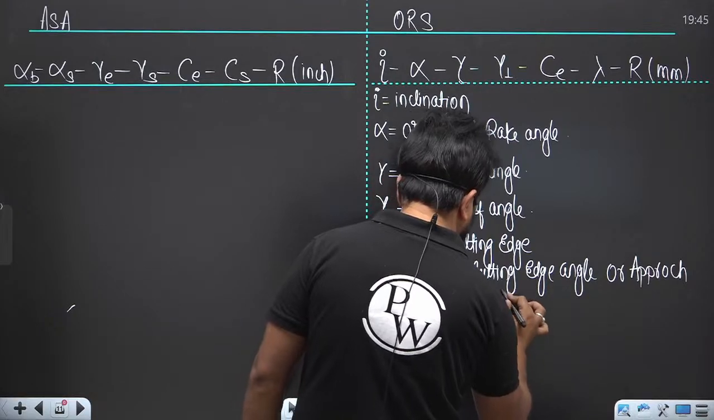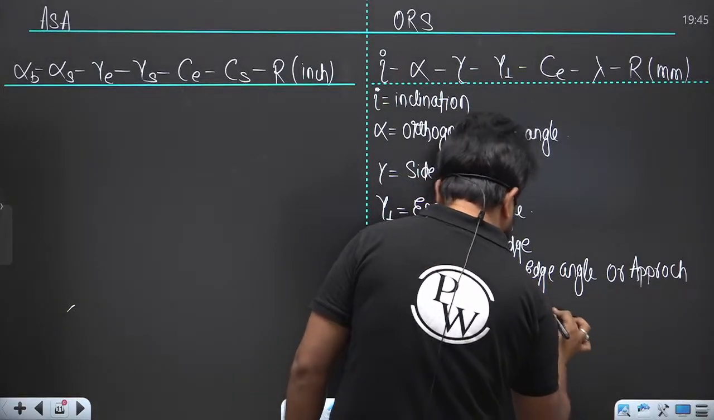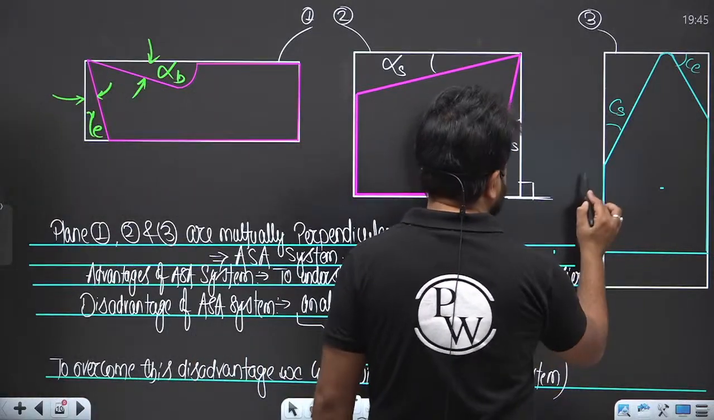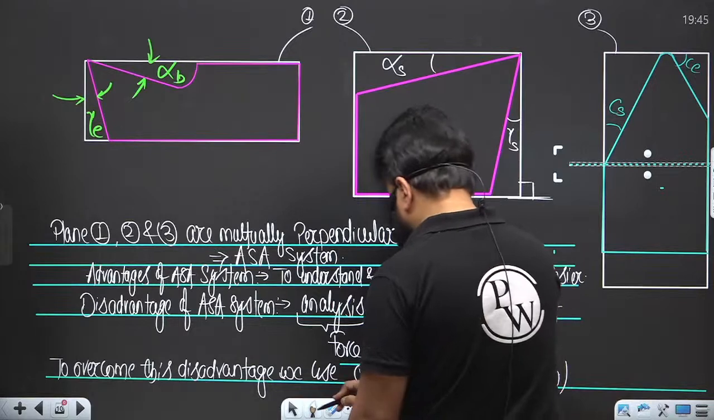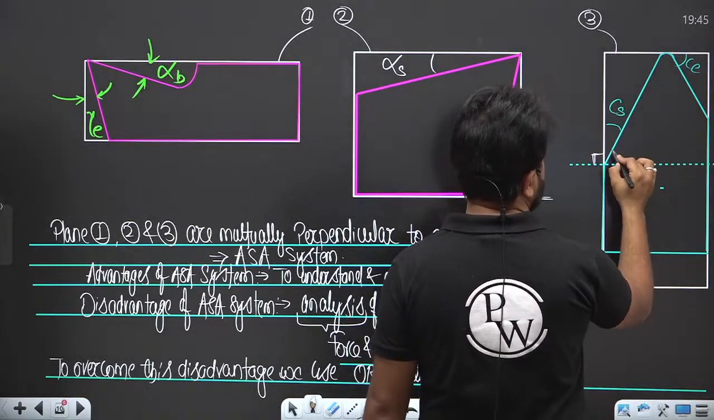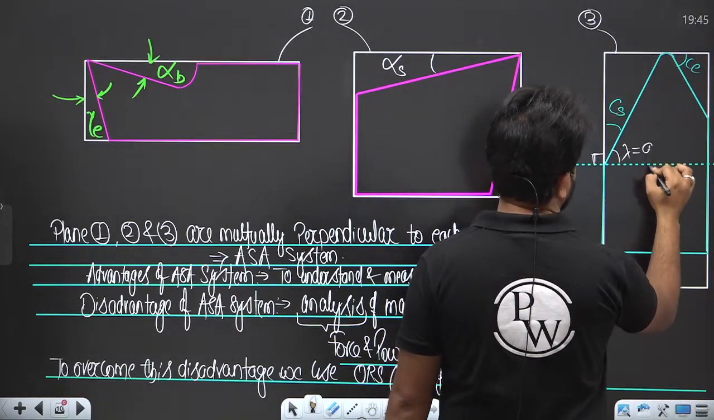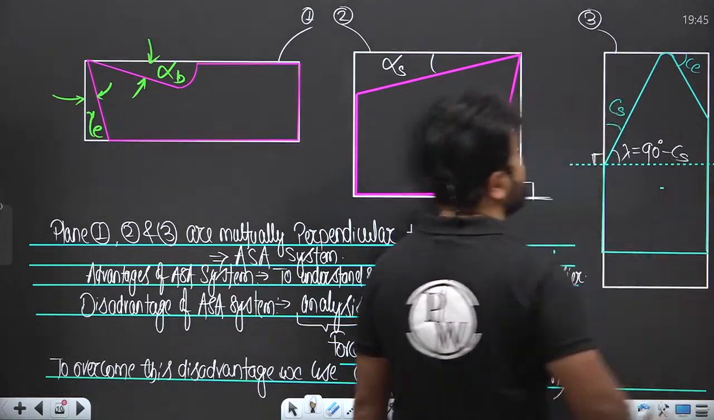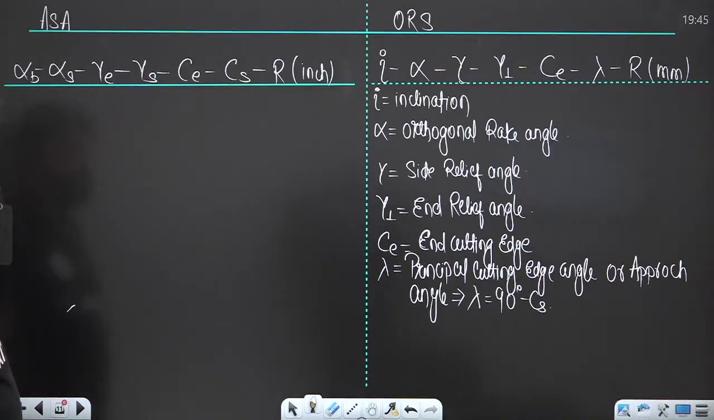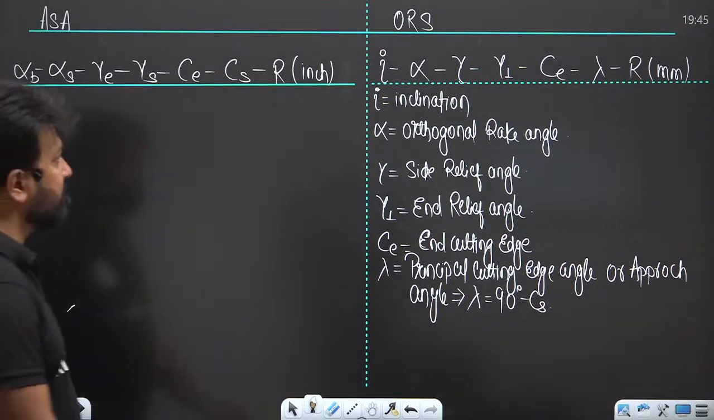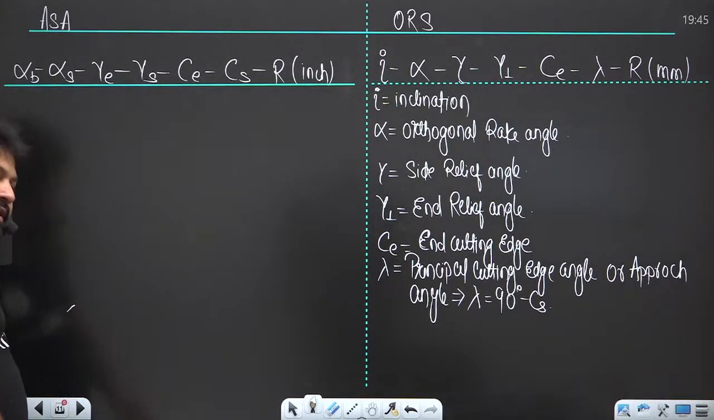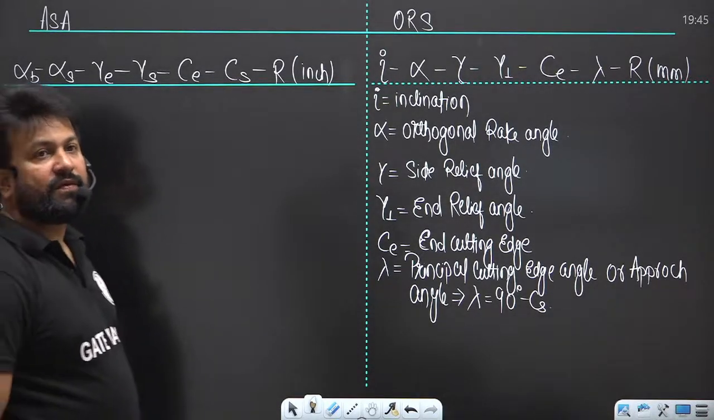Lambda is equal to 90 degrees minus the principal cutting edge angle. Let me show the figure. In this figure you can understand that there is 90 degrees in between them. R will be in mm.